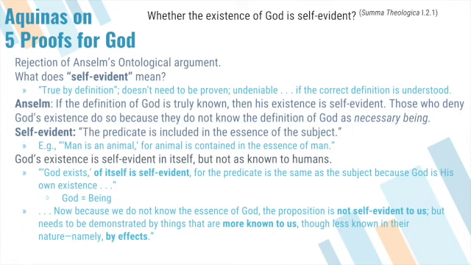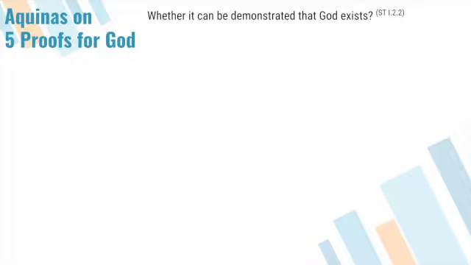We look at the universe and we try to figure out what the cause is. So Aquinas' proof proceeds from effect to cause, because effects are more known to us. In any good argument, we proceed from what is more known to what is less known. That's what learning is. All right, so he asks whether it can be demonstrated that God exists.